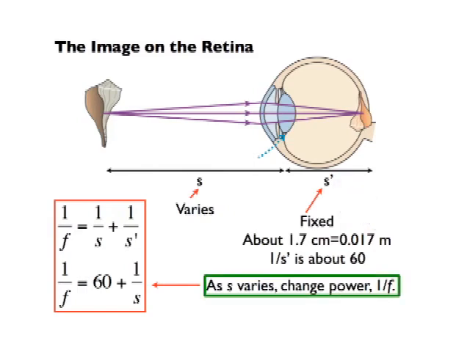Then, for you to be able to focus on objects at different distances, different values of s, you have to change the focal length of your eye. You have to change 1 over f, which is the power of the lens in your eye.